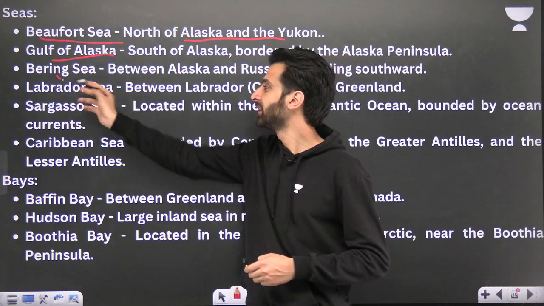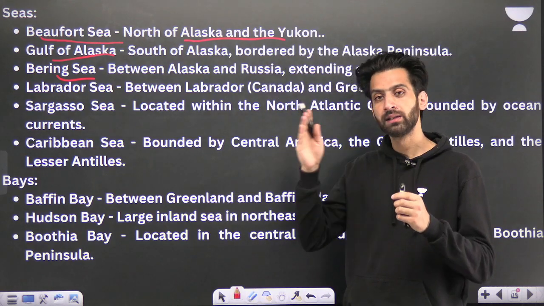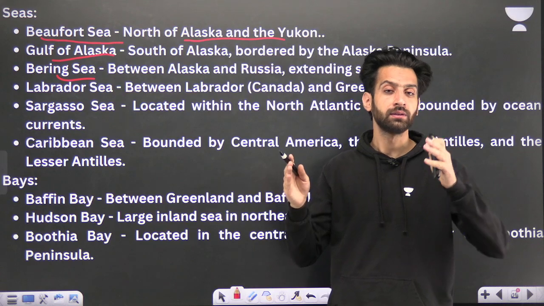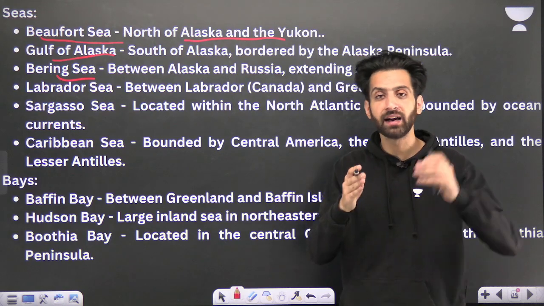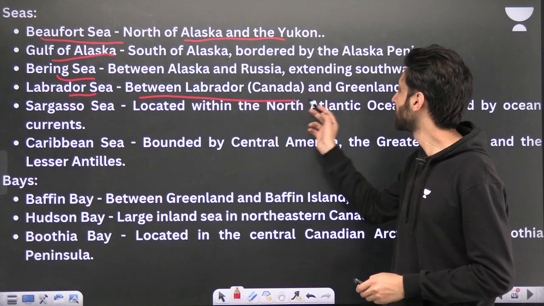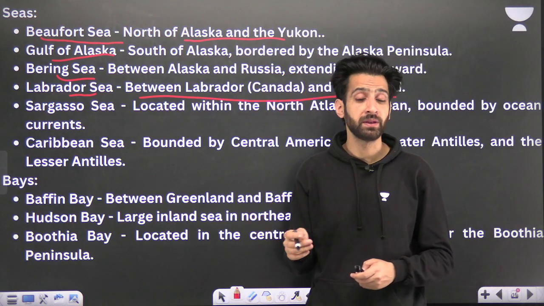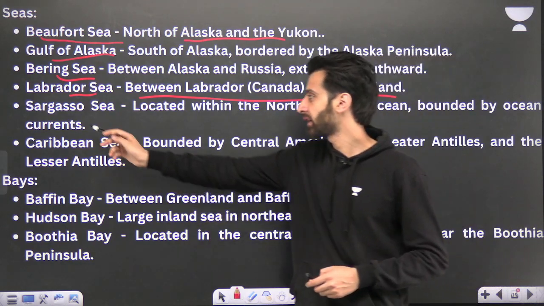Then we have Bering Sea, that I mentioned is separating the two continents, that is North America and Asia. Specifically talking, it separates Alaska and Russia. Okay, then we have Labrador Sea. It is between Labrador, that's Canada, and Greenland, as I showed you in the picture how it is between Greenland and Labrador. Then we have Sargasso Sea.